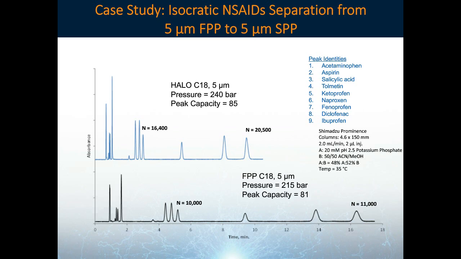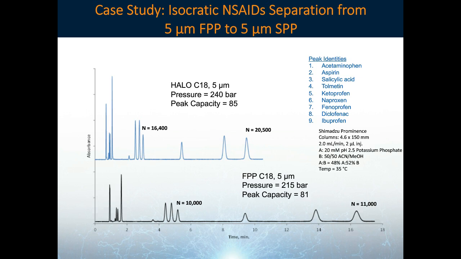This first example is an isocratic NSAID separation going from a 5-micron fully porous particle column to a 5-micron SPP column. And what we've done here is we've kept the conditions the same and the column diameter and ID the same. The only difference is that we've used a superficially porous Halo column versus the original FPP column. So the FPP column results are on the bottom in black, and the SPP results are in blue.